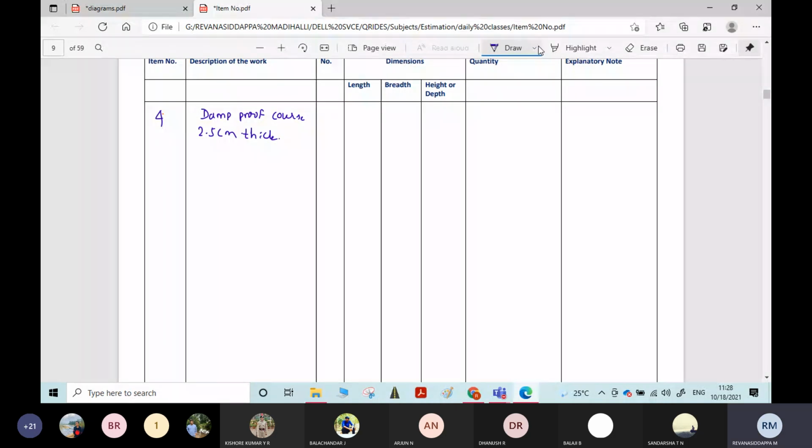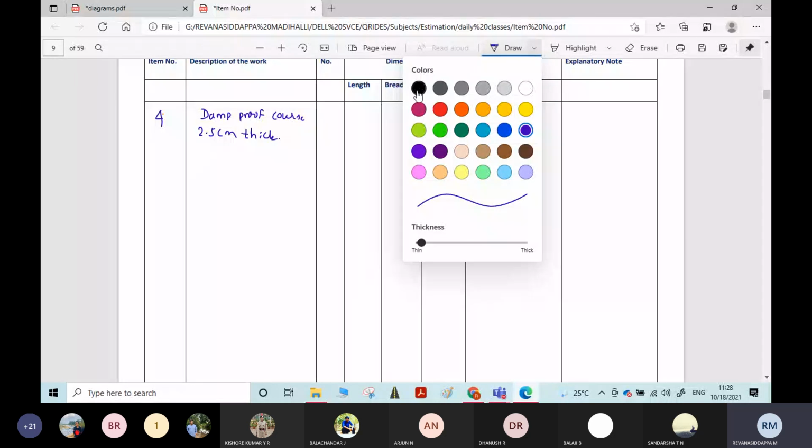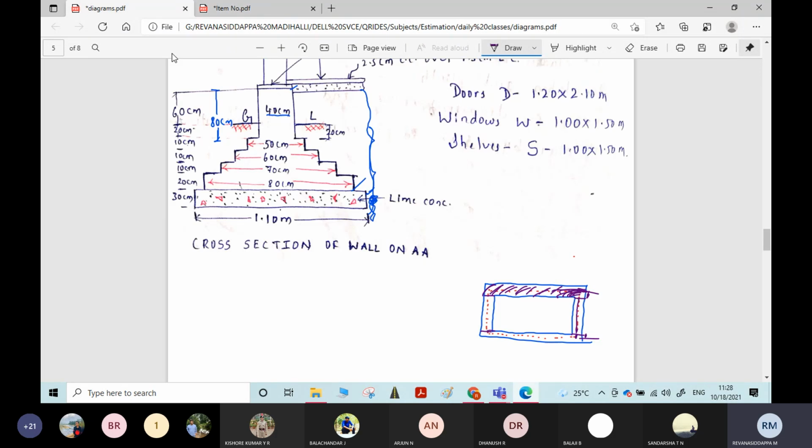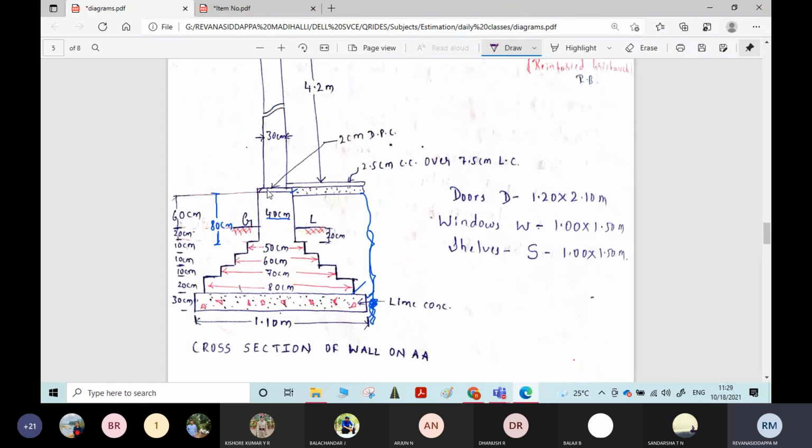First you take the long walls. Long walls, numbers is 2. Calculate the length. Just observe the width of the damp proof course. Here we have the DPC. What is its width, students? It is the same as the width of the plinth only, 40 centimeter only.